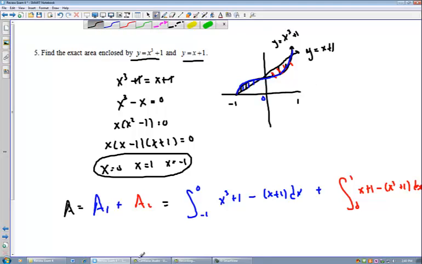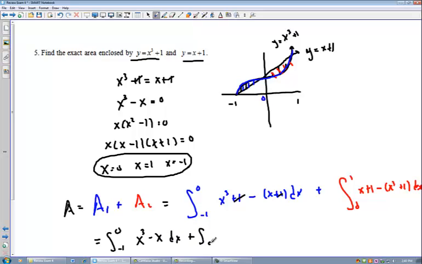And so that's equal to the integral from minus 1 to 0. And now on this, you have 1 minus 1, so the 1's are going to cancel, and you get x cubed minus x dx. Plus the integral from 0 to 1. And again, the 1's are going to cancel here and here, and you're going to get x minus x cubed dx.